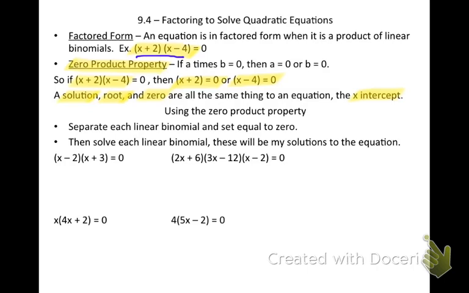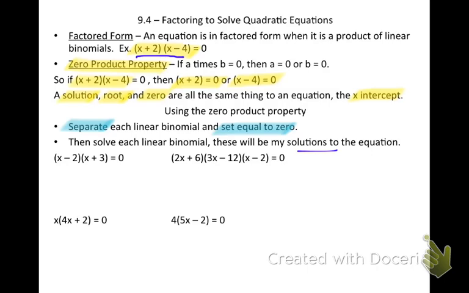So the first thing we're going to do is separate each of the parentheses or linear binomials, and then set them equal to 0. So both the things that are being multiplied by each other, I can separate them and then make them both equal to 0. And these will give me my solutions.